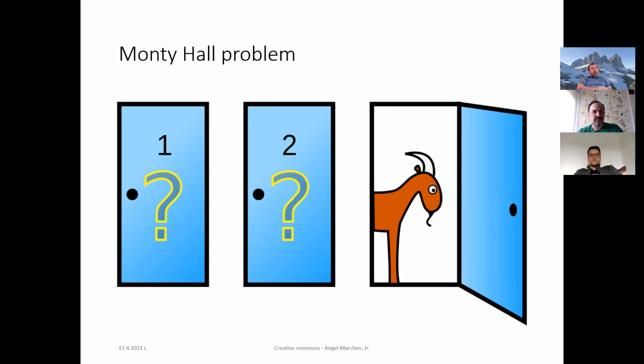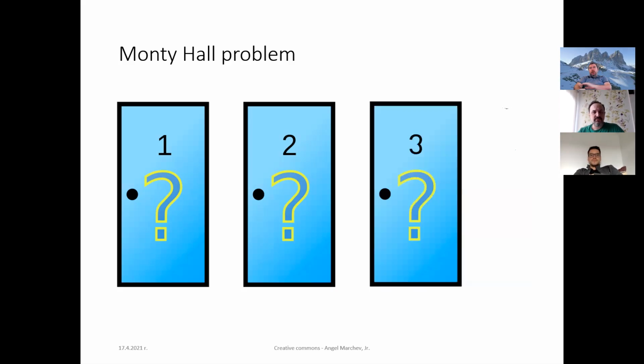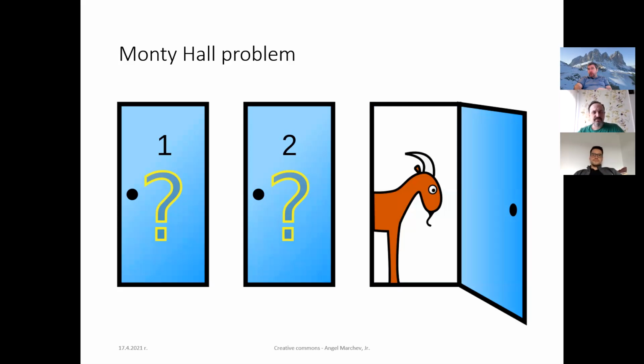Obviously, when he opens this door, he doesn't open a door where the car is. It's not random; he chooses one of the doors that has no prize. Okay, did you get the idea so far? So you pick one, let's say door number one. Then the TV host opens one of the other two doors, behind which there is nothing. And now the question is, do you still keep your first choice or do you switch?